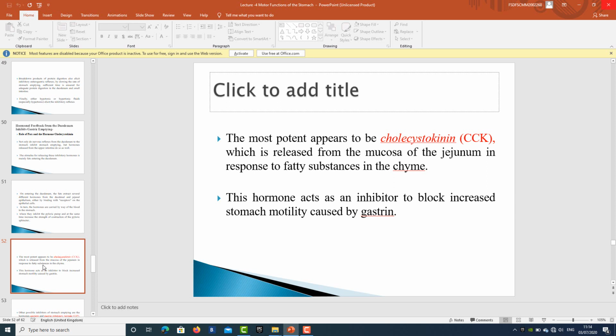The most potent appears to be cholecystokinin, which is released from the mucosa of the jejunum in response to fatty substances in the chyme, and this acts as an inhibitor to block increased stomach motility caused by gastrin.